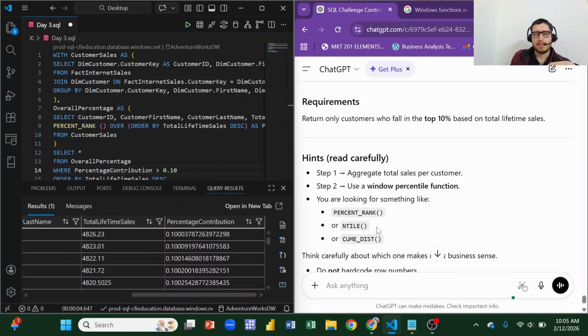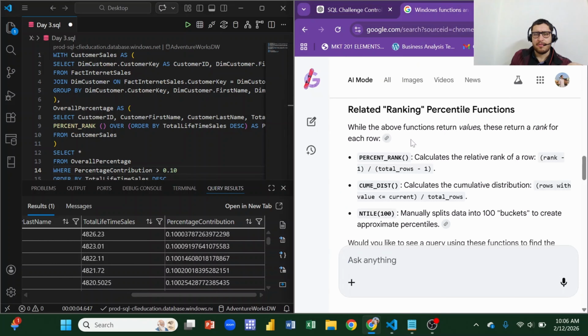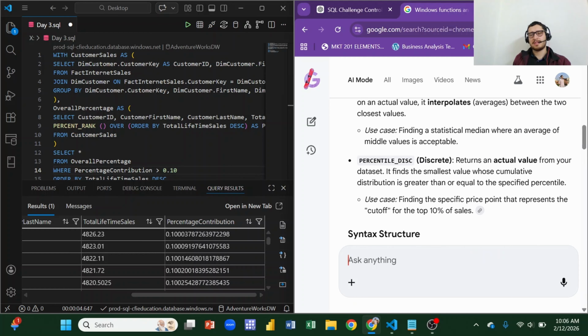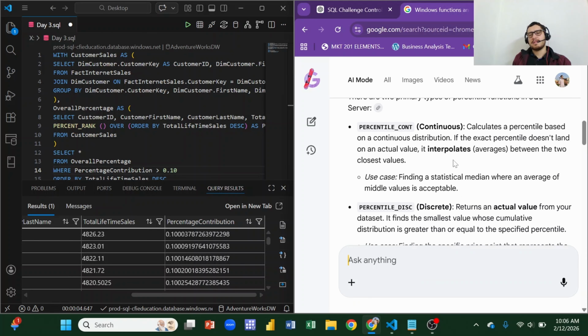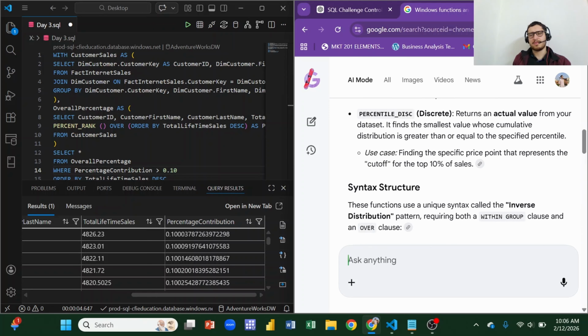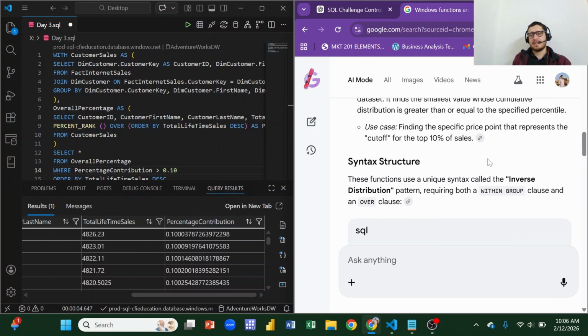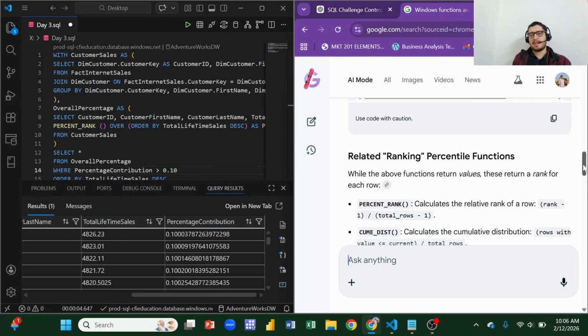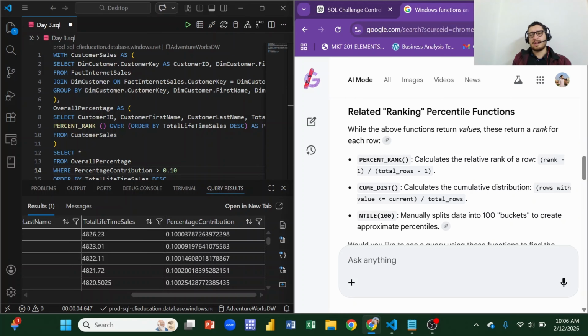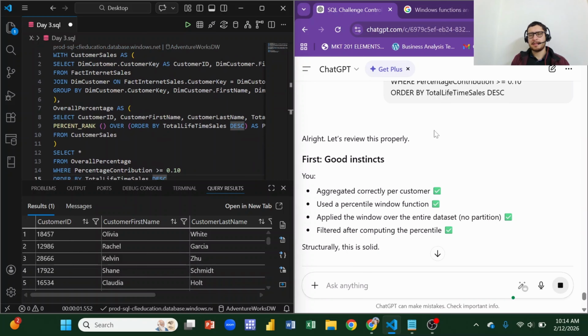I had an option to choose from, but I selected percent rank because I checked on Google, and I was targeting the ranking percentile functions. The other functions, percentile continuous and percentile discrete, are mostly used in a statistical context, and they return actual values. Now I wanted the ranking percentile functions. So I went with that, and now I've pasted it into ChatGPT.